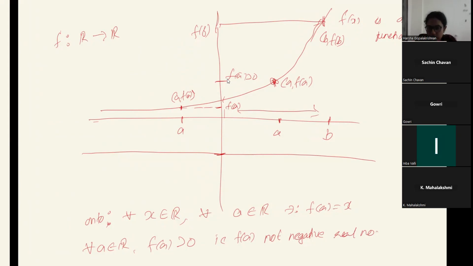The same thing, if we are explaining graphically, we can say if we draw a horizontal line here, it does not intersect with the graph. Clear? So equivalently, if the horizontal line does not intersect with the graph, then it is not onto. Clear? Yes, madam.